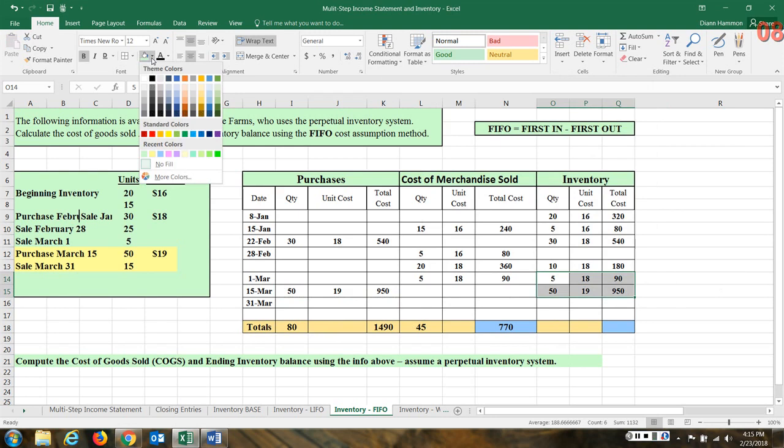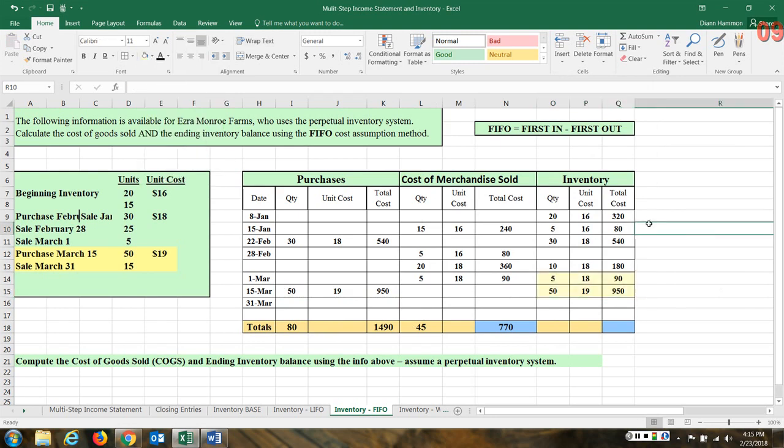So what do I have left in ending inventory now? Let me stay with gold. I have a total of 55 units. I had five left over with the layer at $18 each, and now I have 50 at $19 each. Okay, let's get this updated.